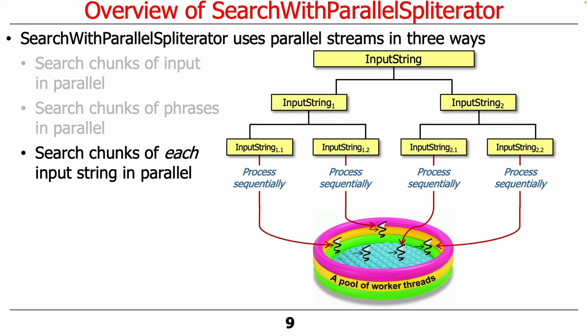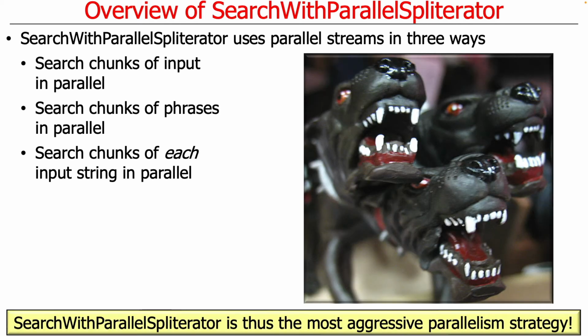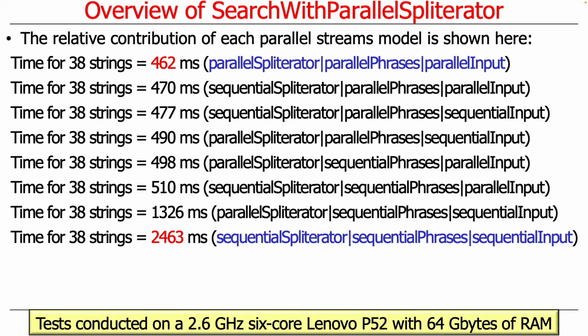And this is the piece that we haven't talked about before. So if you have a particular work of Shakespeare, and you've got phrases that could appear multiple places, like the word anon, which is a common Shakespeare word, then this will look for anon in parallel in that particular work. So this is by far the most aggressive parallelism strategy we've seen, because it basically has three heads, like Cerberus, the guardian of the gates to Hades in Greek mythology.